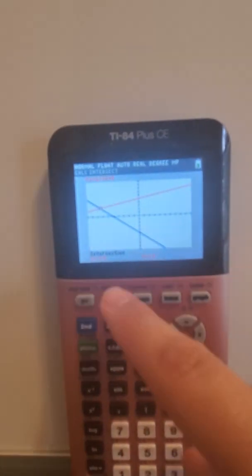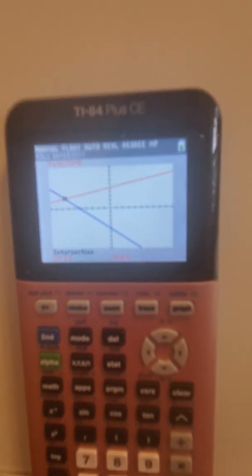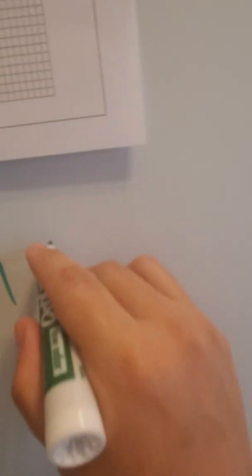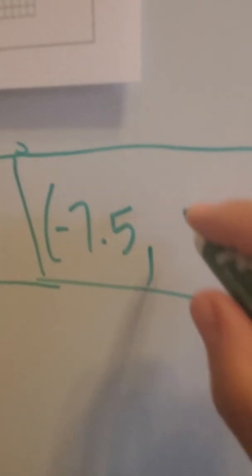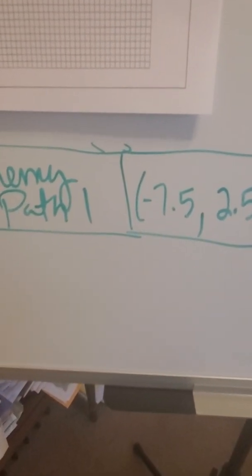And it's going to jump to that point and it's going to say, I don't know if you can see that or not. It says -7.5, 2.5. So in this first box right here, enemy path number 1, right? I'm going to write it down here because I'm not writing on my paper. Enemy path 1. You're going to put -7.5, comma, 2.5. Okay? And you would do the same thing for enemy path 2 and 3.